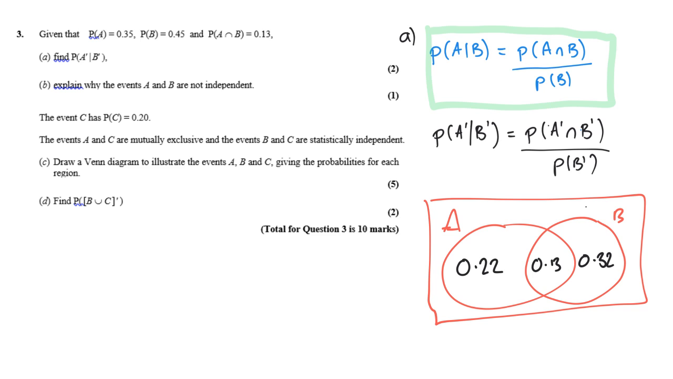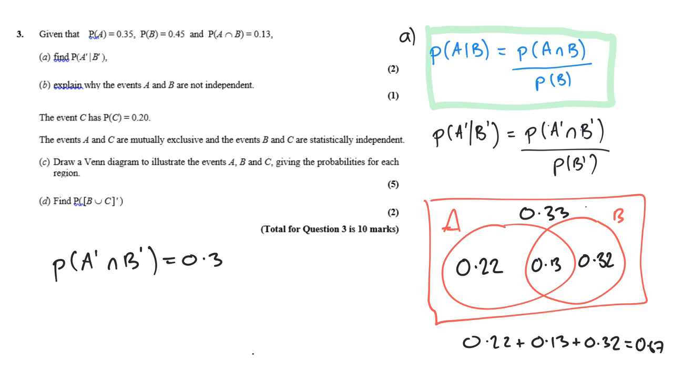which will be 0.32. Now, if I add those together, 0.22 plus 0.13 plus 0.32, that comes to 0.67. That means the exterior bit will be 0.33, and that exterior bit is one of the things that I need. So the exterior, the outside, is the probability of not A and not B, and that's equal to 0.33. The probability of not B is 1 minus the probability.